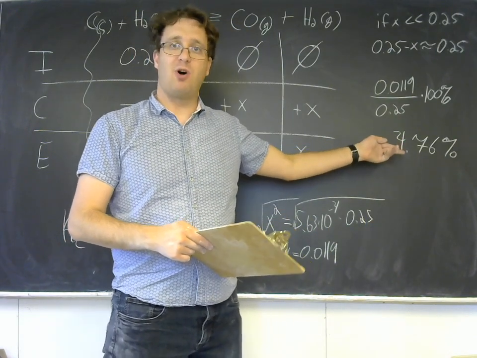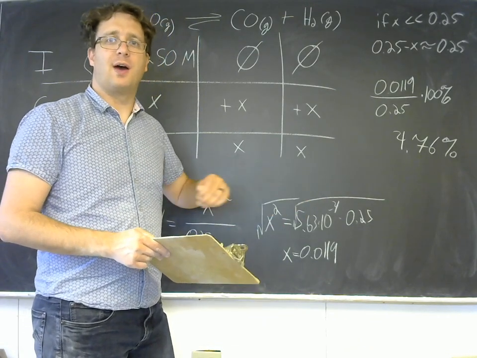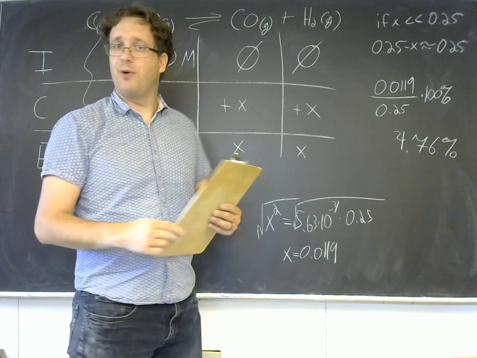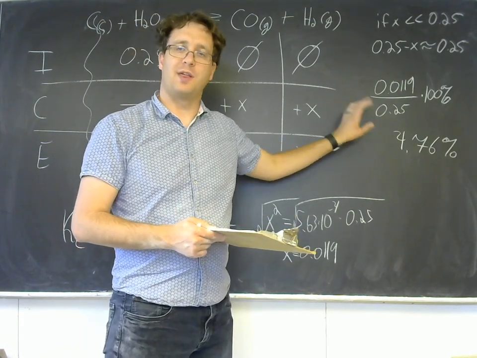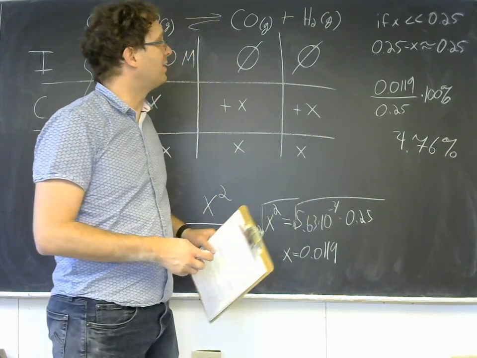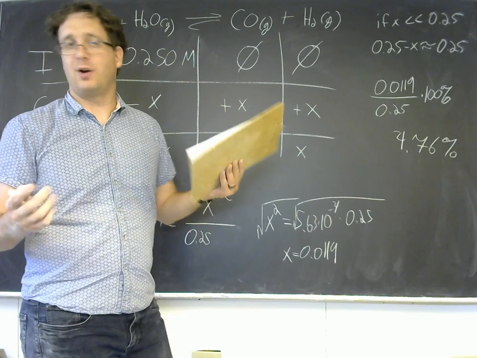As long as this number is 5% or smaller, then that means our assumption was good enough that we can move forward and we don't have to do the quadratic formula. In this case, it was a very close call, but thankfully we can go ahead and use that number moving forward. We don't need to do the quadratic formula.